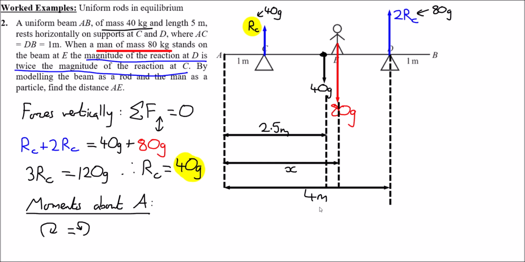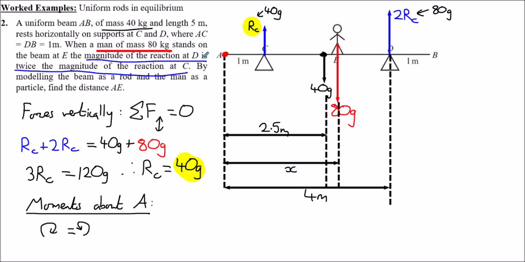So there's a few forces to work out, but it's all fair enough. Relative to point A, which of these forces are going clockwise? Which of these forces are essentially going down? Going downwards, relative to A, are this 40g force, which is 2.5 meters away, and the 80g force, which is x meters away.